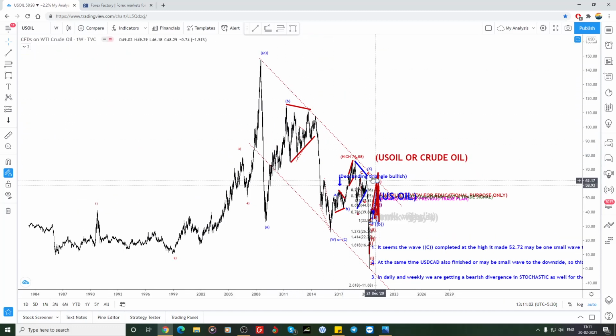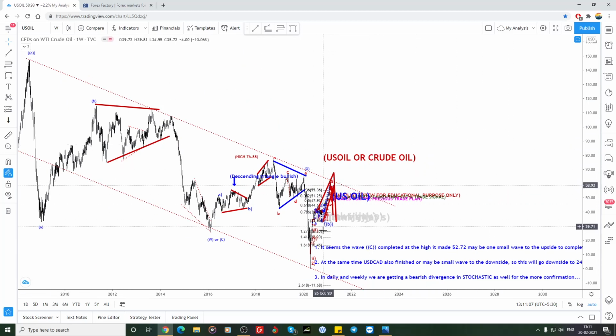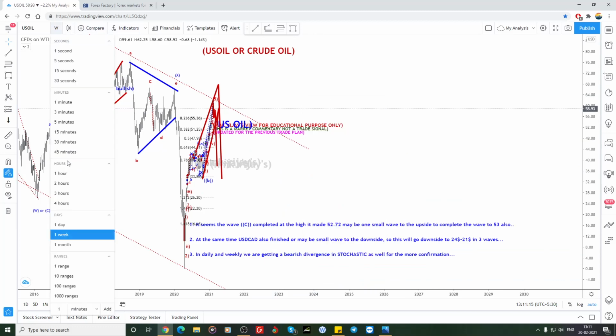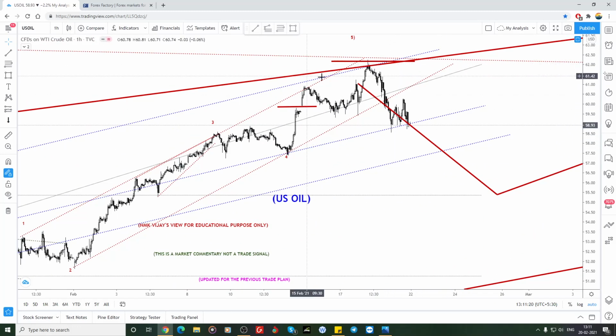Here within the channel we are getting rejected again. If it is a 3-wave structure, and again we may see a 3-wave structure, that could be the end of the trend. So I need to enter that trade, because I need to recover my loss here. Shorted here and placed a stop loss at 62.2.